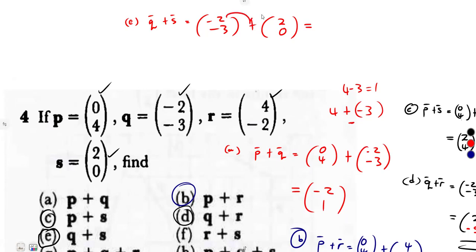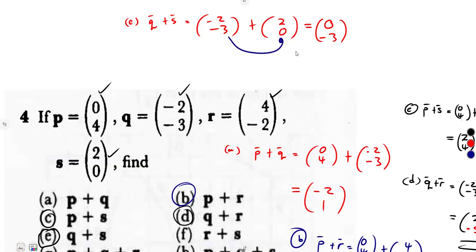Simply add -2 plus 2. That's a 0. -2 plus 2, that's 2 minus 2, which is a 0. -3 plus a 0. We are not adding anything to -3, so -3 is just going to remain as it is. So that's 0, -3. There's no effect on the -3, because we are not adding anything. All right.